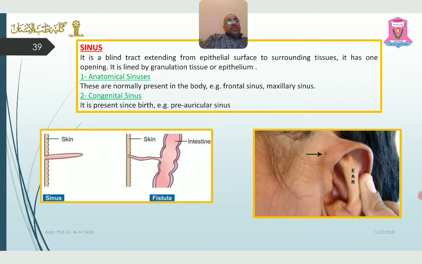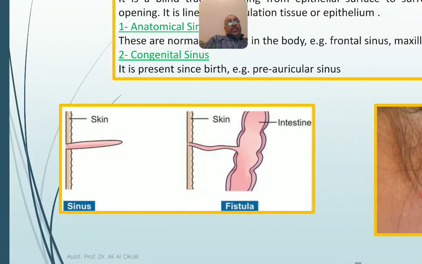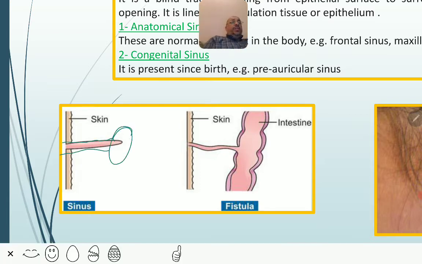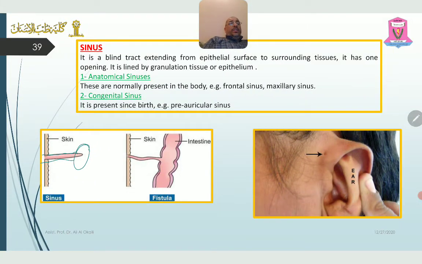So مثل ما نشوف هنا الساينس هي عندنا هنا abscess وده يصير تسوي drainage to the outer surface. This is known as sinus. It has one opening. السورس مالتها وتؤدي إلى surface epithelium. These sinuses could be anatomical. These are normally present in the body.